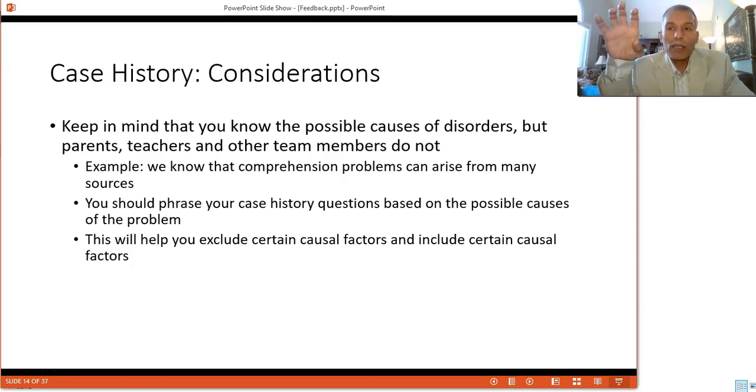So you want to answer as many questions as possible about why the problem is occurring, what the sources are, what the possible causes of this problem are.